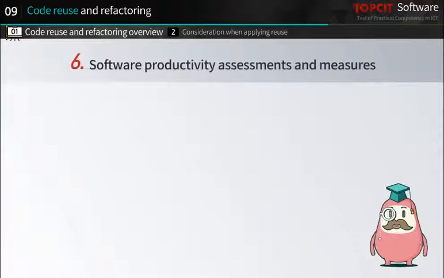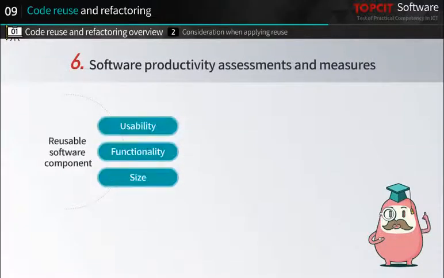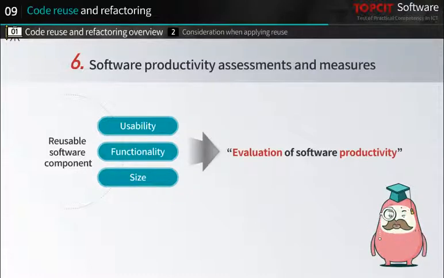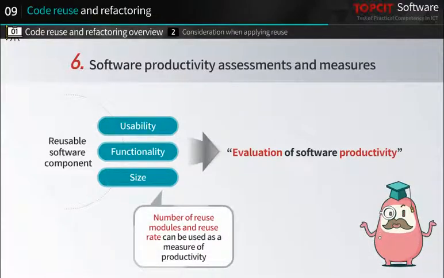Sixth, it is software productivity assessment and measures. A reusable software component can be evaluated for its productivity because its usability has already been certified and its functionality and size are known. Of course, it is a very easy development activity compared to software developed from the beginning, in which there are no reusable components, and thus we cannot give an equal measure of productivity. However, the number of reuse modules and the reuse rate can be used as a measure of productivity.